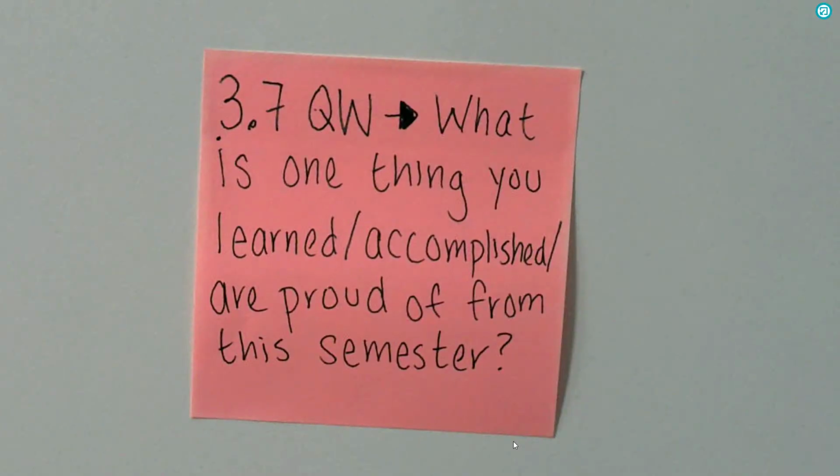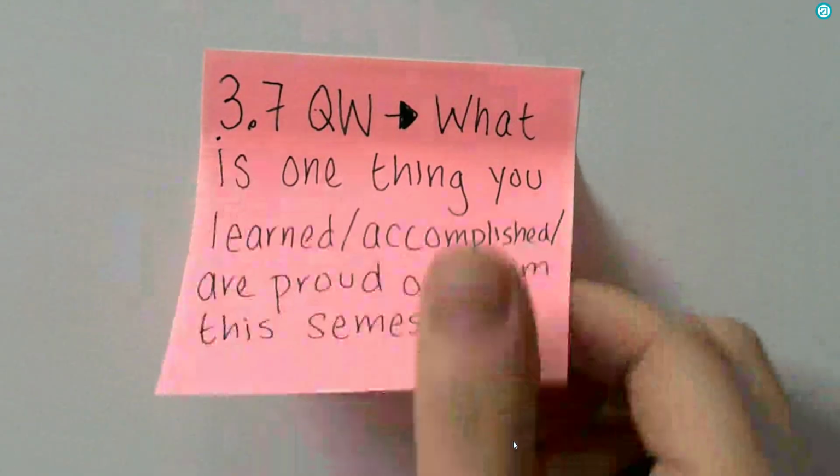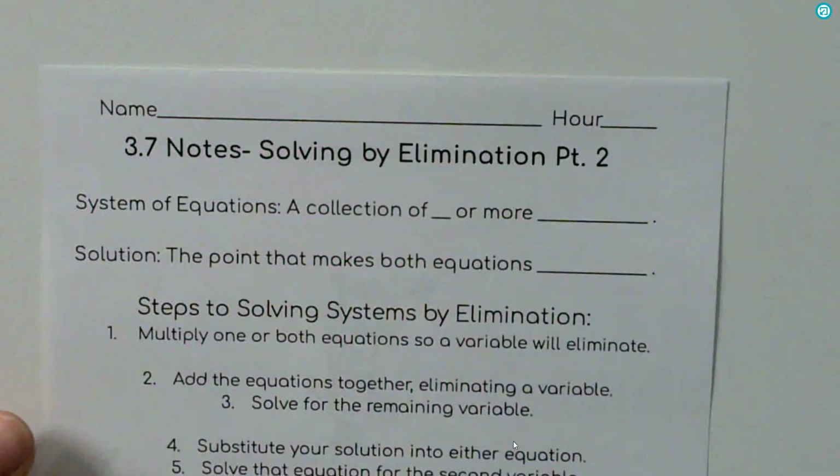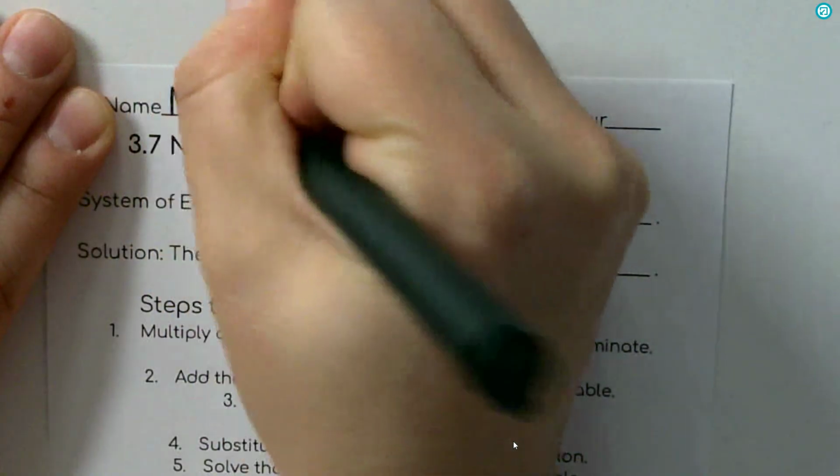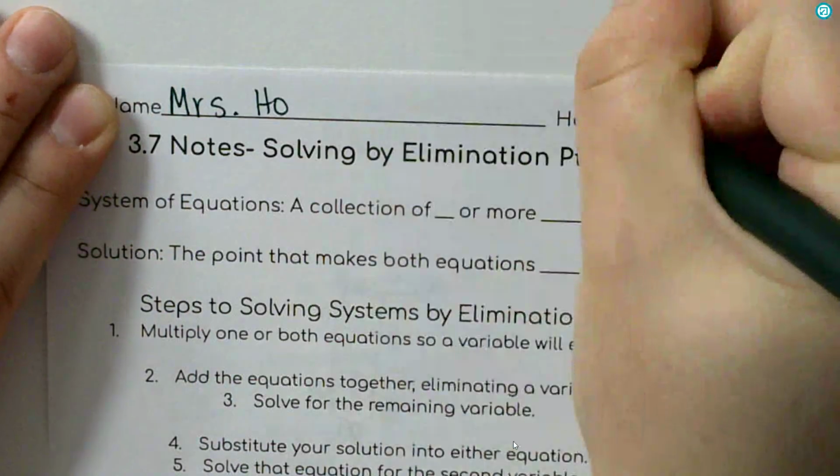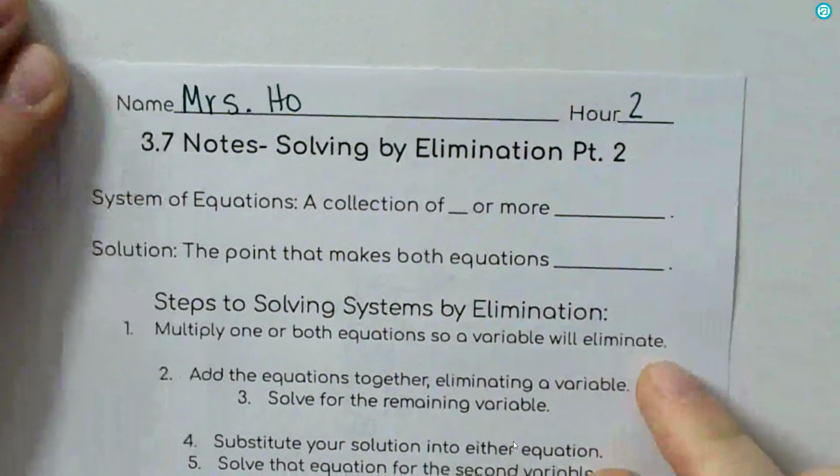So go ahead and have Ms. Hanson, your sub, pause this video, and then once you guys are done with your quick write, we'll get back to notes. Okay. We are doing 3.7 today. If we don't already have 3.7 note sheets, get those distributed. It is second hour or whenever you're watching this.